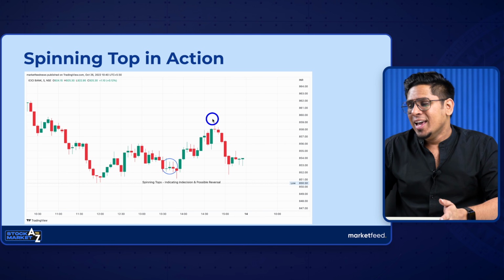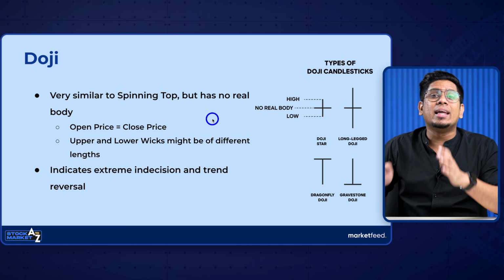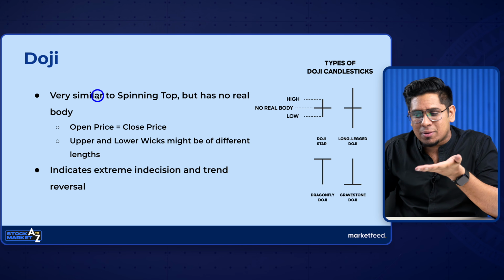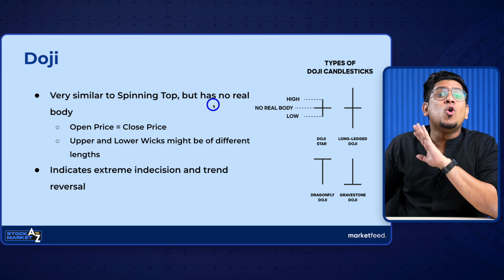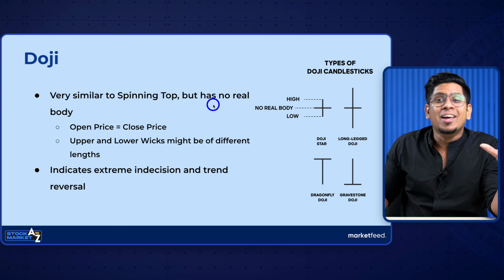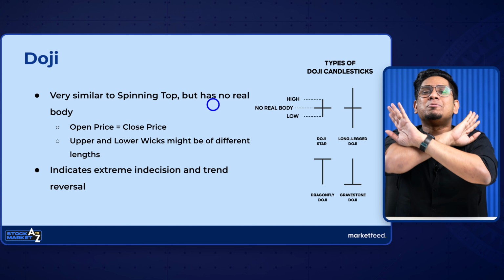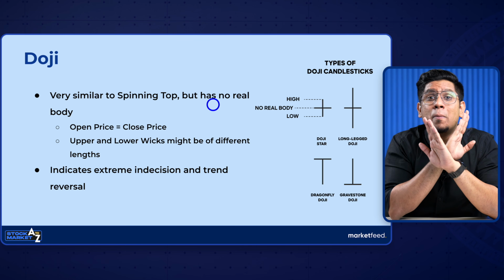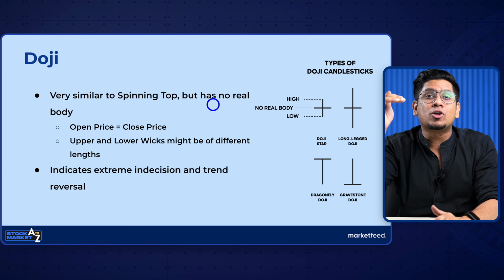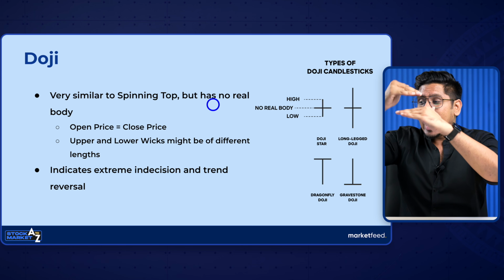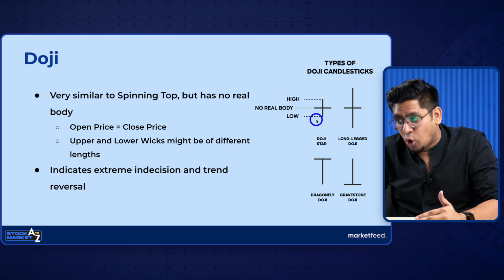Cool? Understood? If that's the case, now let us understand the next candle type, which is a doji. Now doji, as you can see, is very similar to a spinning top, but it has no real body at all. Doji, I would say, is a spinning top on steroids, as there is absolute indecision. There is no body at all. The open and the close are exactly at the same price, but there is a very high upper wick and there is a large lower wick also.